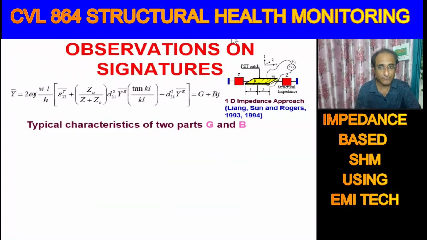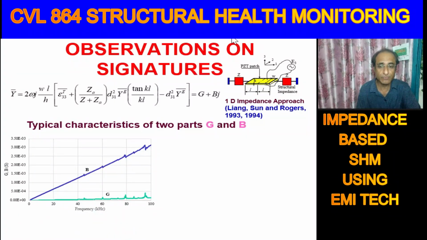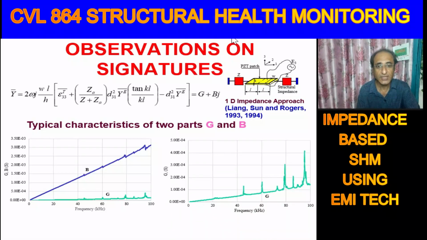Before that, again we just see the equation, and if you see the characteristics of the two parts G and B, you'll find that the magnitude of B is very high as compared to G. It will be one order of magnitude higher, almost 10 times higher. But if you are seeing B, you will not see the peaks very prominently. But if you are seeing G, you will be able to see the peaks very prominently.